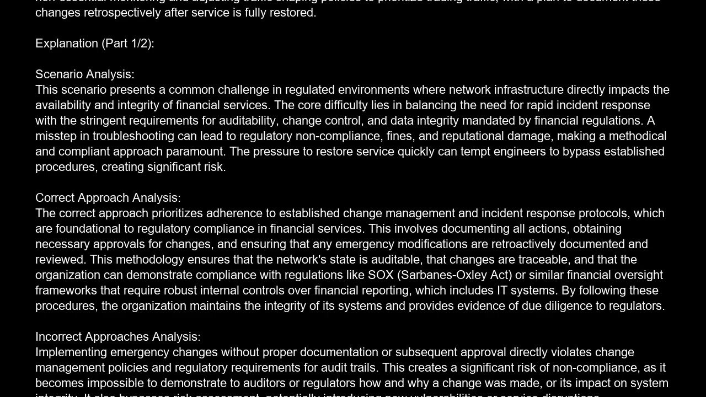This creates a significant risk of noncompliance, as it becomes impossible to demonstrate to auditors or regulators how and why a change was made, or its impact on system integrity. It also bypasses risk assessment, potentially introducing new vulnerabilities or service disruptions.